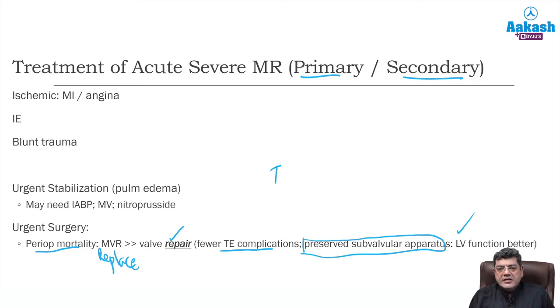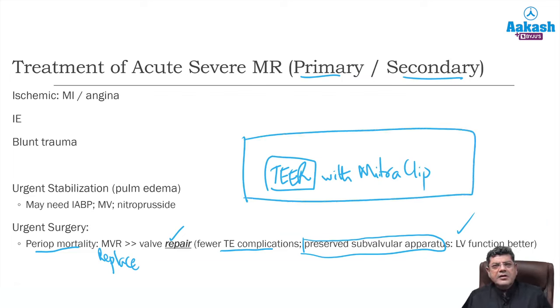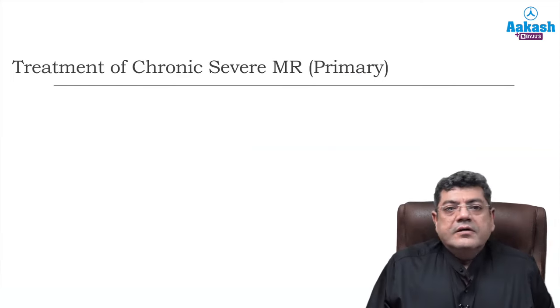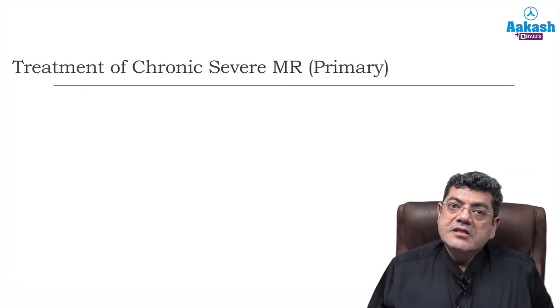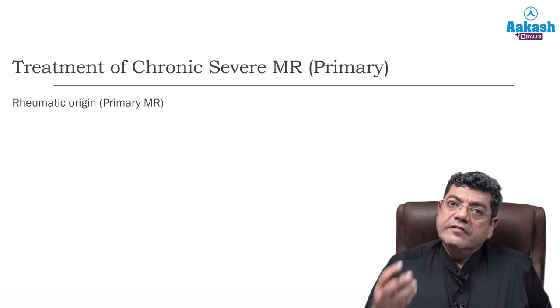Okay. These days, there's transcatheter edge-to-edge repair with a clipping device called the MitraClip, right? And this is fast becoming the procedure of choice for patients who need a surgical intervention for mitral regurgitation. Okay, right. Chronic severe MR when it's primary, which means disease of the leaflets or chordae.